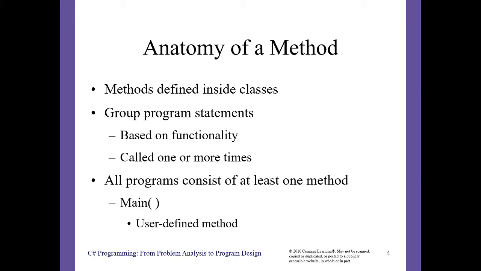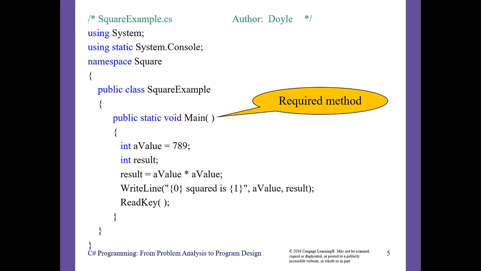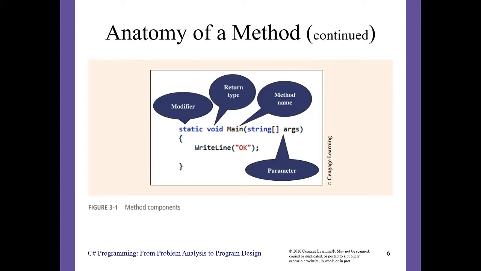Now, if you remember from chapter 1, any program that we write in C# has to have a main method. This is considered a user-defined method, even though C# kind of puts it in the code for you. But it's a user-defined method in that it's something that you create. You can make it do whatever you want. In this main method, we set up a variable named a value, and we do some things with it and output it. What's important here is that our main method is a required method. We have to have it somewhere within our solution.